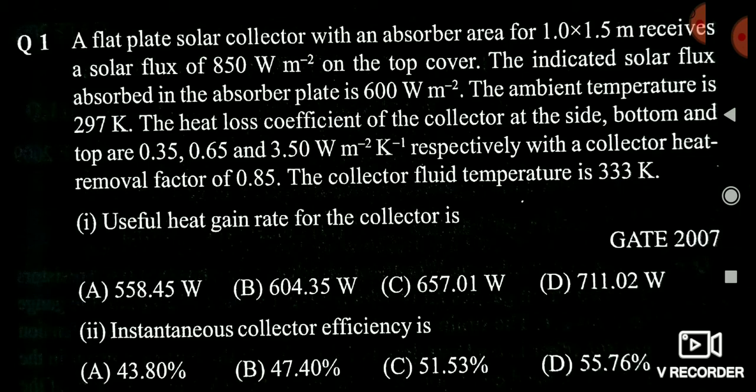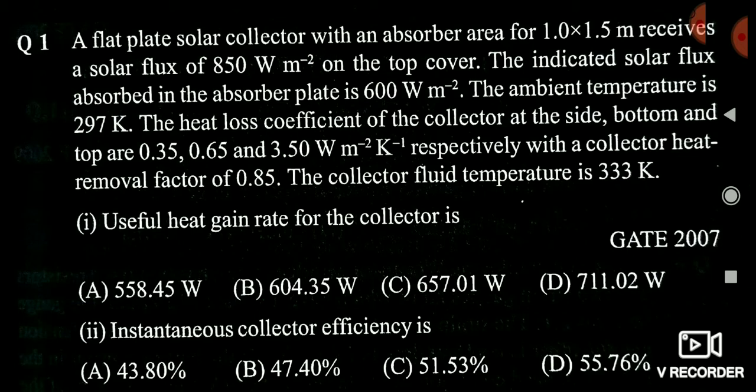The simple logic in this question is how the collector will lose heat. The collector will lose heat from the top, from the bottom, from the side, means from all directions our collector will lose the heat. So this is the simple logic of this question.